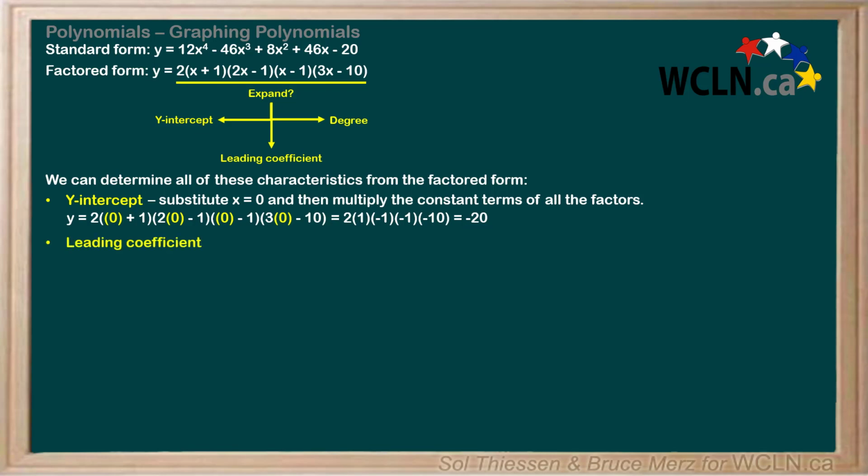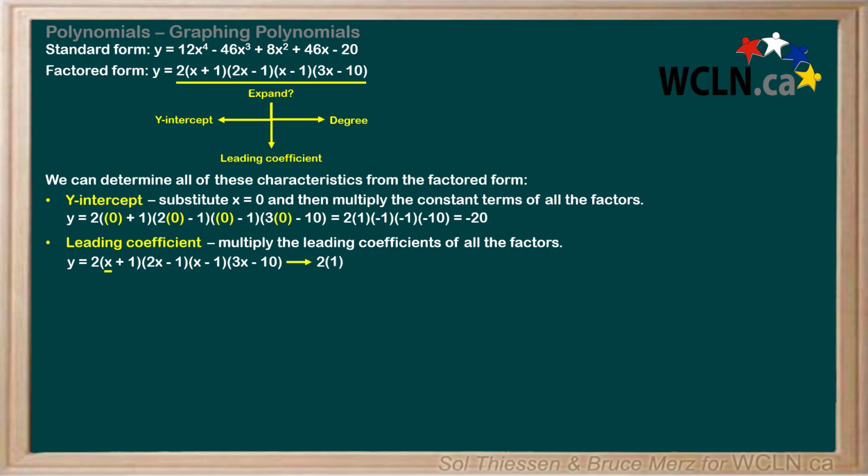Similarly, the leading coefficient can be found if we multiply the leading coefficients of all the factors. In this example, the factor 2 is its own leading coefficient. Then the factor x plus 1 has an implied leading coefficient of 1, the 2x minus 1 has a leading coefficient of 2, the x minus 1 again has an implied leading coefficient of 1, and finally, the 3x minus 10 has a leading coefficient of 3. So we have 2 times 1 times 2 times 1 times 3, which is equal to 12. Again, this matches with what we see in the expanded form above.